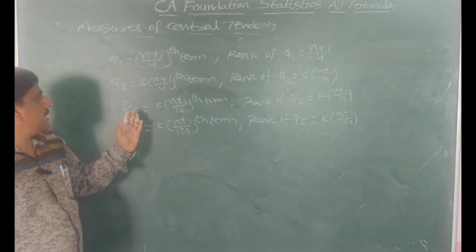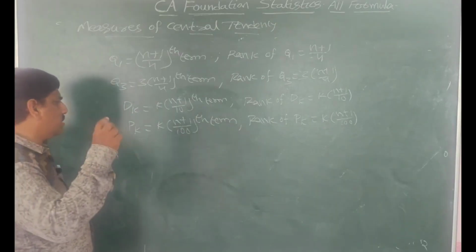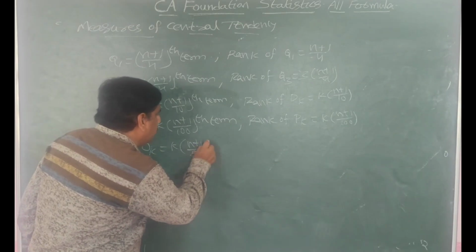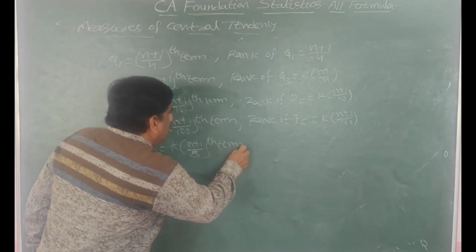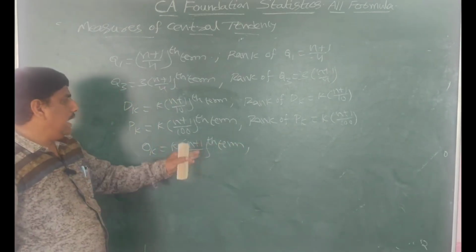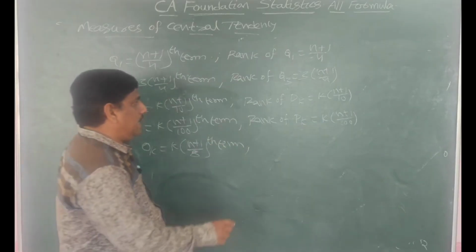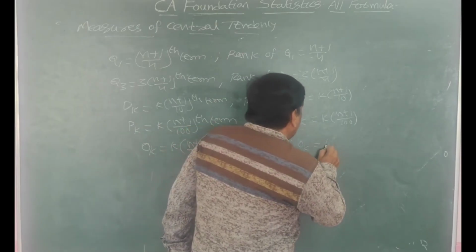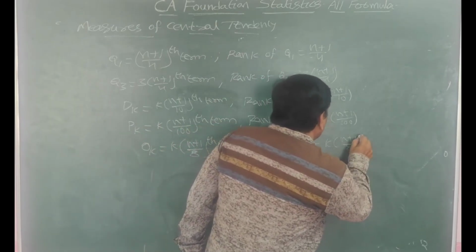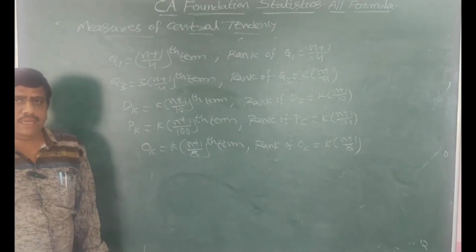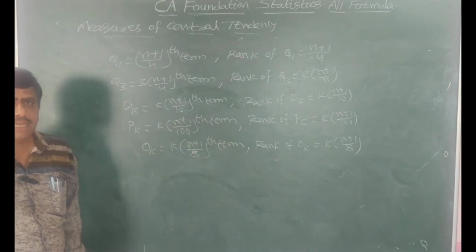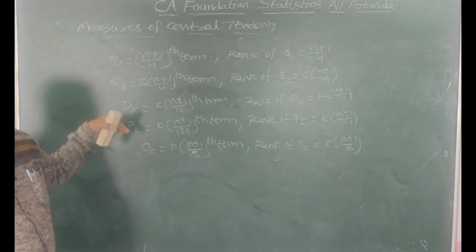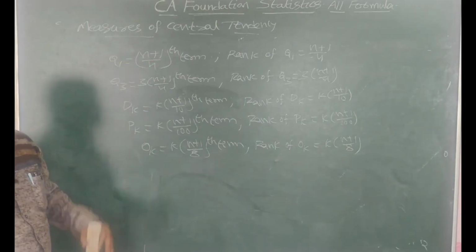So octiles, quartiles, deciles, percentiles. Similarly, we have octiles also, which are not very important. The kth octile is the k into (n plus 1) by 8th term. Octile means divided by 8. If it is the rank of the kth octile, it is k into (n plus 1) by 8. Suppose it is the third octile, then 3 into (n plus 1) by 8 is the rank, and the 3 into (n plus 1) by 8th term is the third octile. Like this, in individual series, you can find quartiles, octiles, deciles, percentiles. This is about individual series.